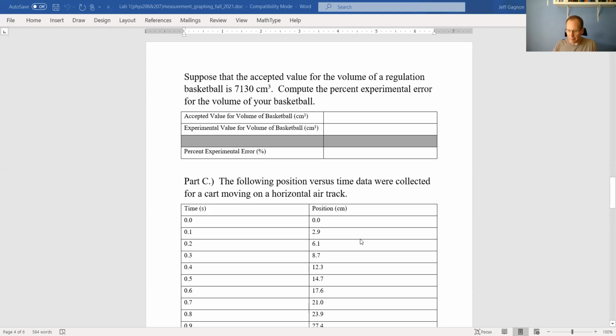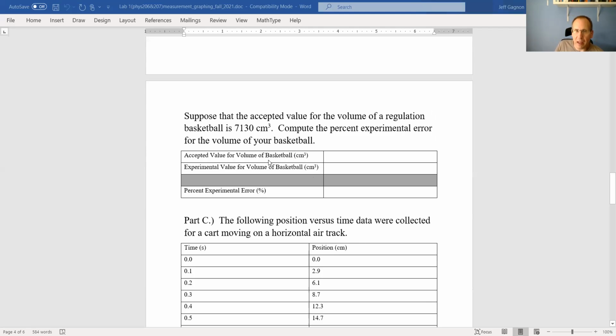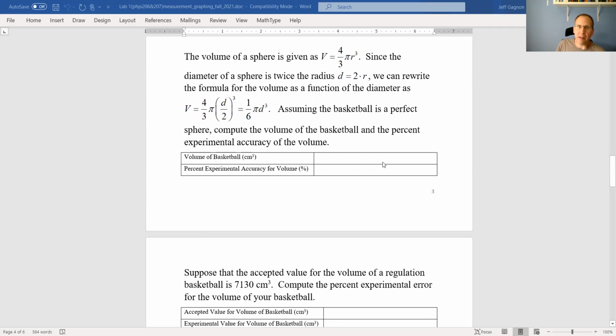Okay, next it says, suppose that the accepted value for the volume of a regulation basketball is 7130 centimeters cubed. Compute the percent experimental error for the volume of your basketball. So the accepted value for the volume is 7130. You can just write 7130 here, right? That's given. The experimental value for the volume of the basketball is what you calculated. That would be this value right here, whatever you calculated.